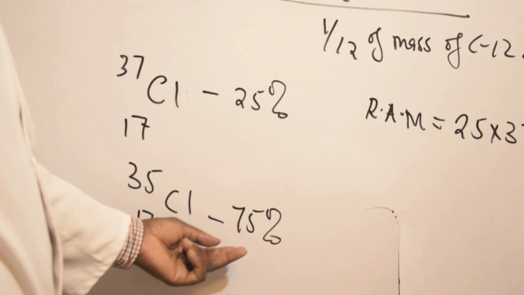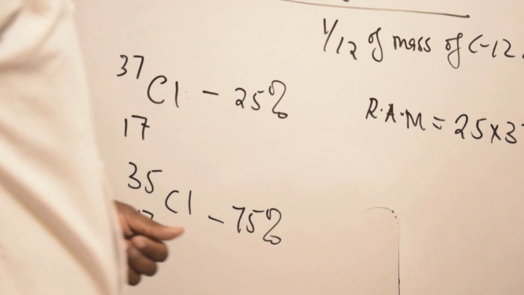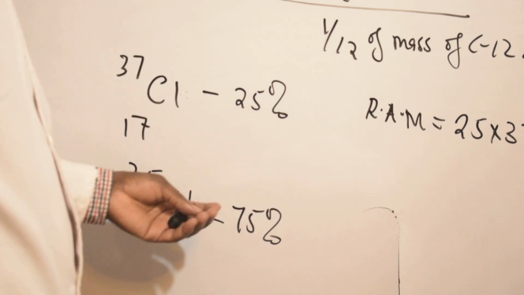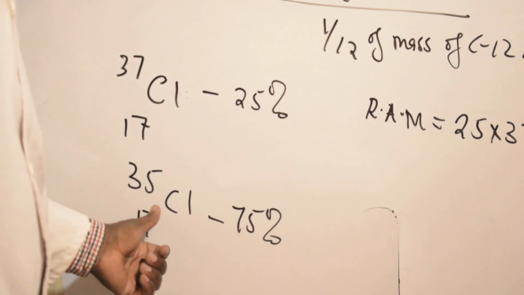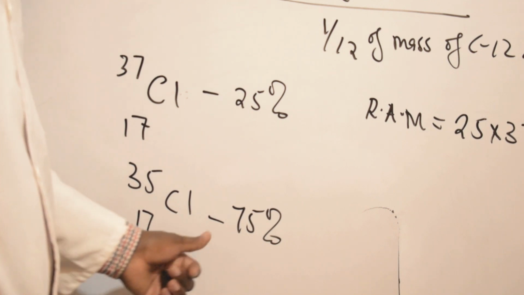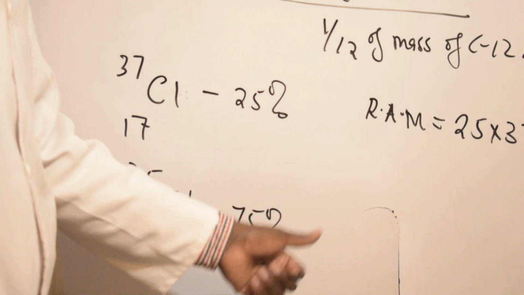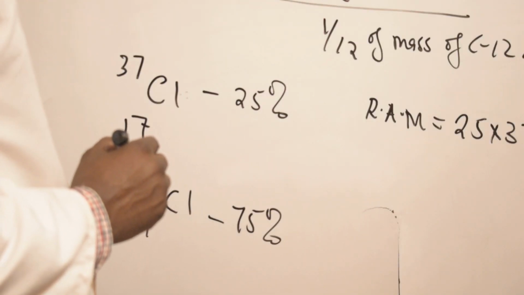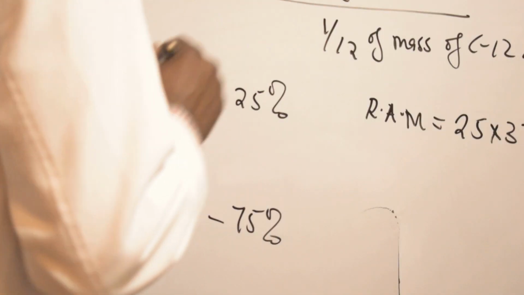Now, let's also think about the other scenario. Out of 100 atoms, 75% will be chlorine 35, and that means 75% of 100 is 75 atoms. Therefore, I'm going to have 75 atoms, and with the 75 atoms the mass number is 35. Therefore, I'm going to multiply by 35.